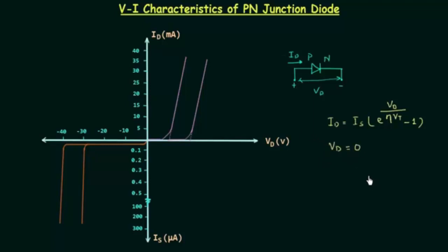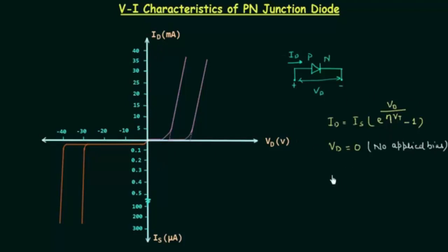it means voltage across the diode is equal to 0. We can also call it no applied bias. This is the no bias condition, and if you see this plot, you will find this is VD equals to 0 and we have to find the diode current at this point.